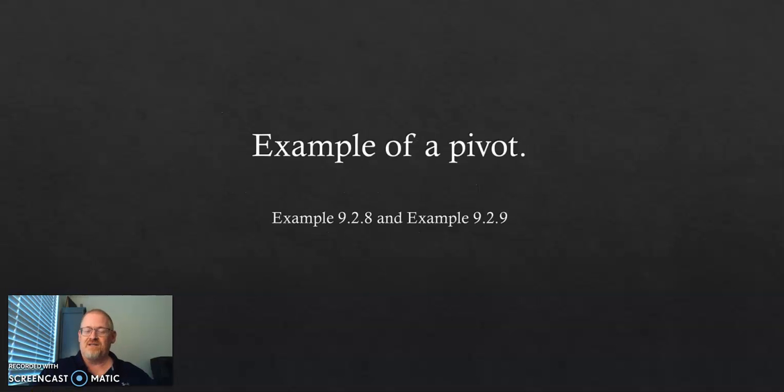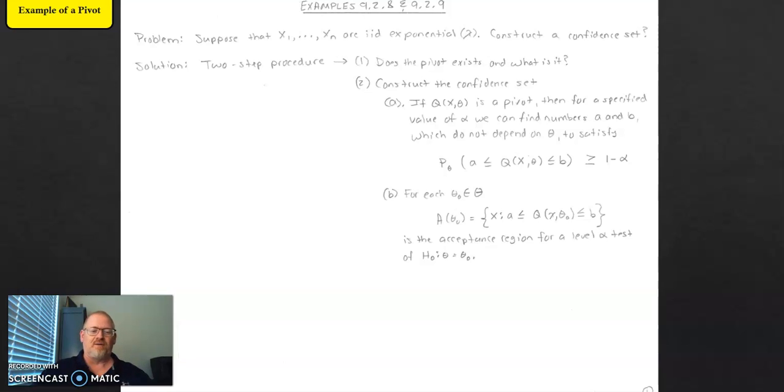This first one is going to be an example of a pivot or pivotal quantity. We'll be looking at example 9.28 and 9.29. Both of those are linked together, so we'll treat them as one. So let's start off with the problem statement itself and what we are trying to accomplish here.